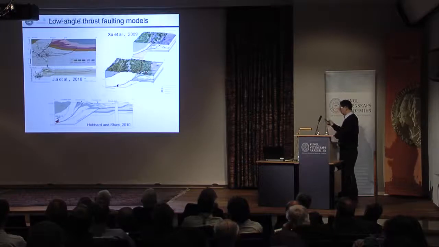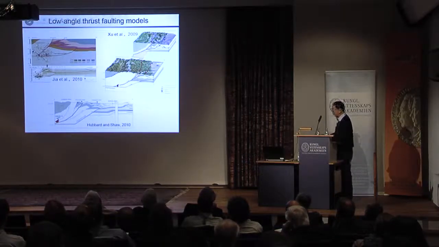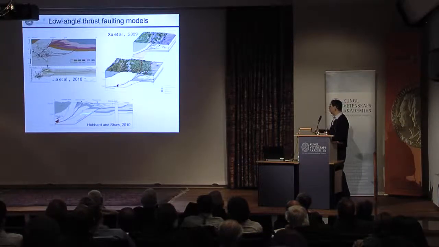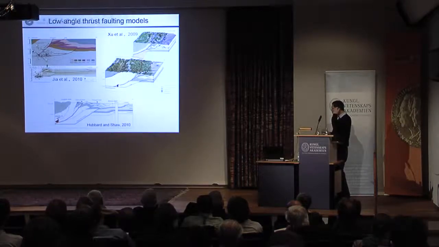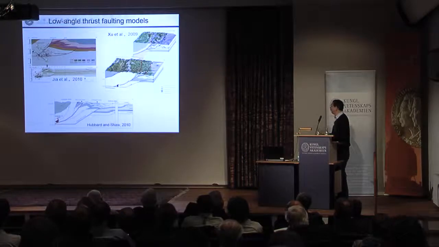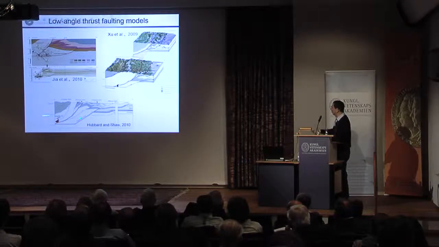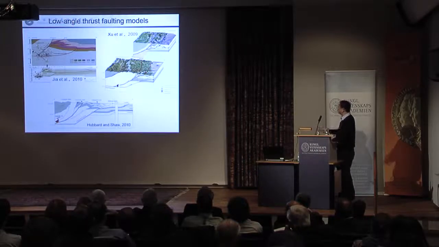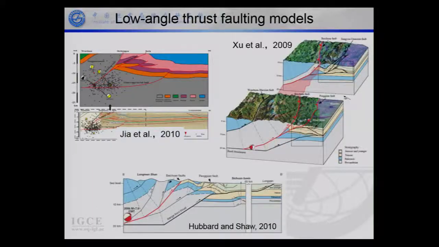Another very popular model is the low angle thrust faulting model. For example, Harbour and Xiao, Jia Dong from Nanjing University, and Xu Xiwei from my institute. These models require a low angle thrust fault, because the evidence that they used are the following. First of all, the earthquake fault plane solutions have a fault angle of about 30 to 40 degrees, and also they interpret the petroleum seismic explorations, which are 10 to 20 kilometer depths, and this shows the low angle thrust faults in the Longmen Shan.